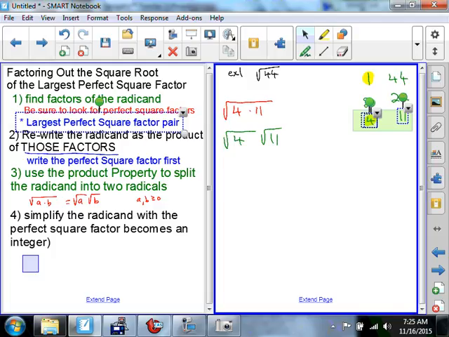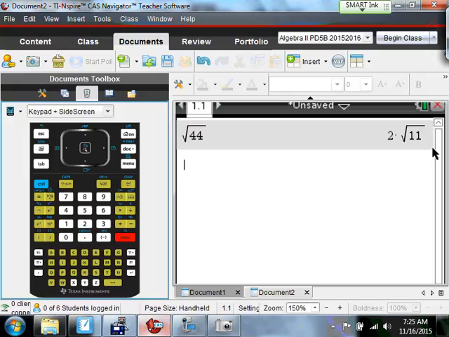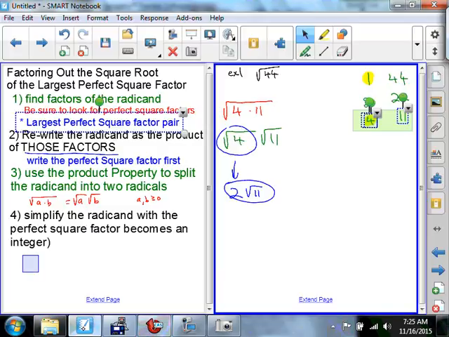So this radical 4 is going to become just 2, and a lot of people still want to have a radical with it. The square root of 4 is simply 2, okay? And then the square root of 11 remains behind, and that's our answer. That's it, 2 radical 11, and we saw that with the calculator, okay? So hopefully this kind of gets you going in the right direction. So let's try this with a couple other ones, because I love examples.